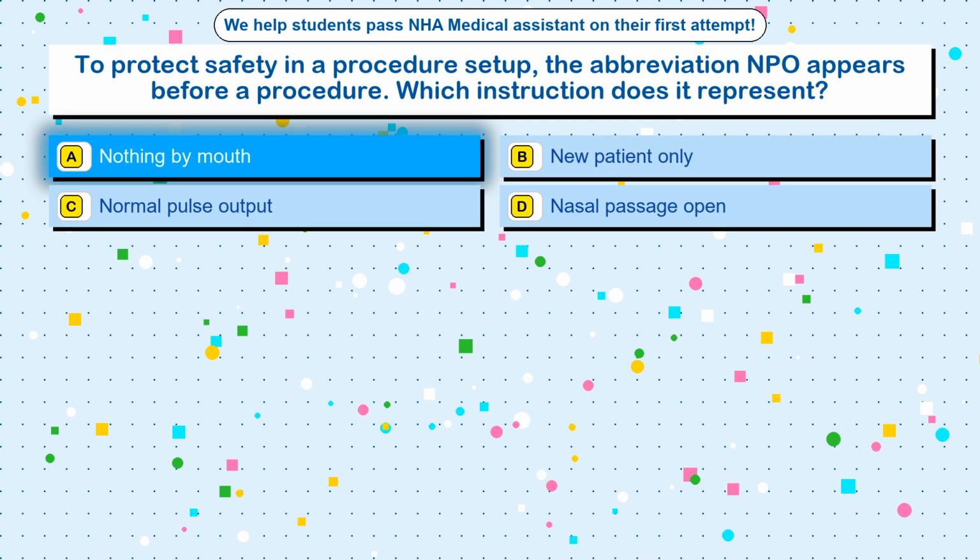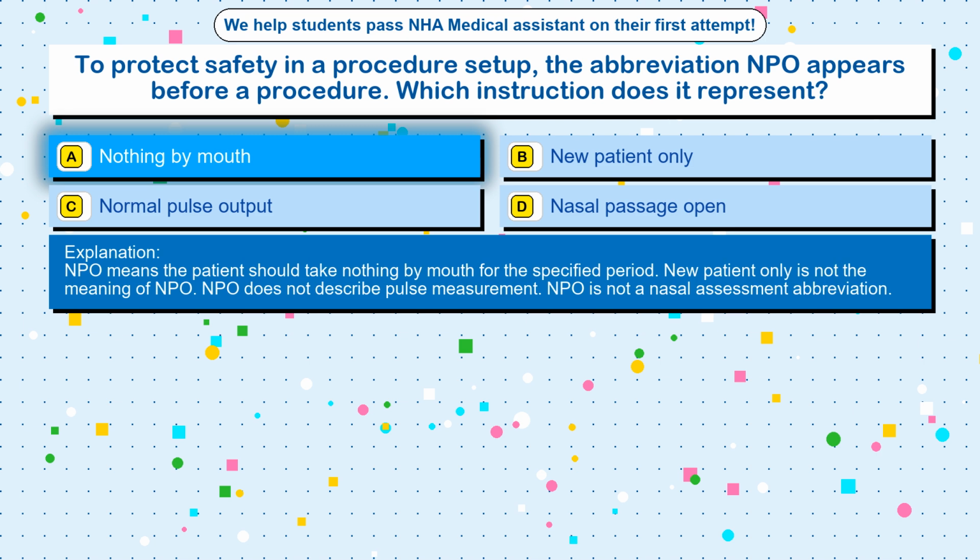Nothing by mouth. NPO means the patient should take nothing by mouth for the specified period. New patient only is not the meaning of NPO. NPO does not describe pulse measurement. NPO is not a nasal assessment abbreviation.